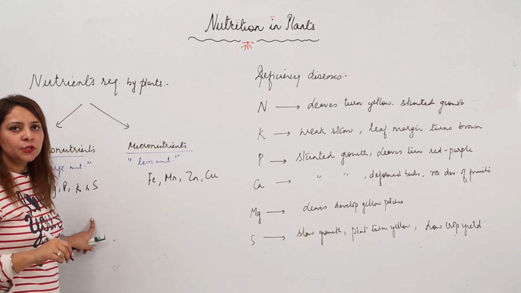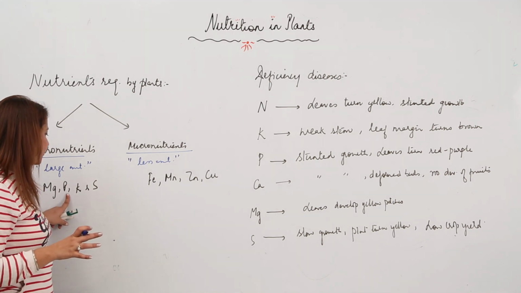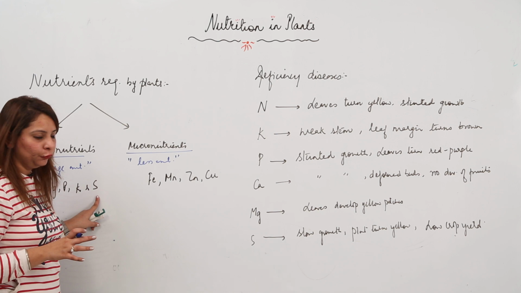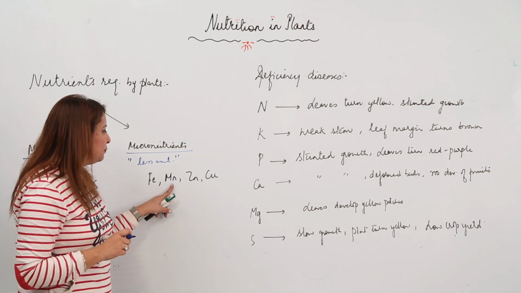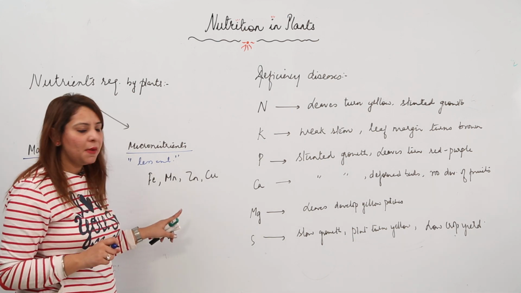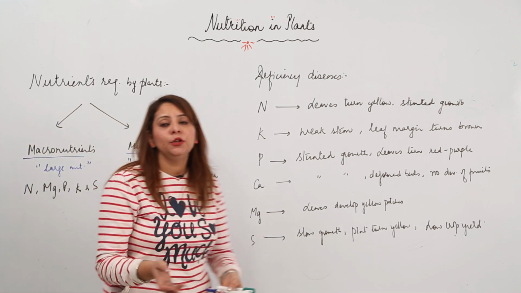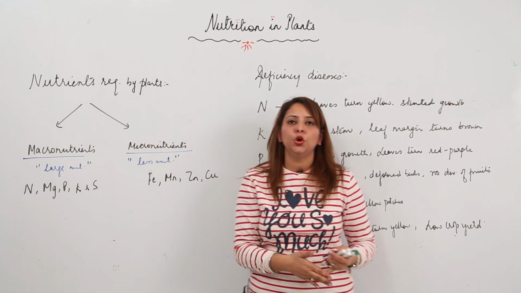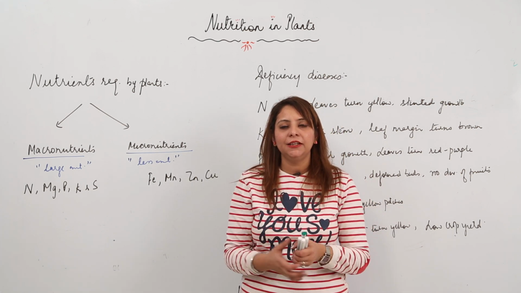Macronutrients, which are required in large amounts, are nitrogen, magnesium, phosphorus, potassium and sulfur. And the micronutrients are iron, manganese, zinc and copper. So these are required in less amount and those are required in large amount. Now, we know that plants basically get nutrients from soil, air and water. So these are the basic sources for supplying nutrients.